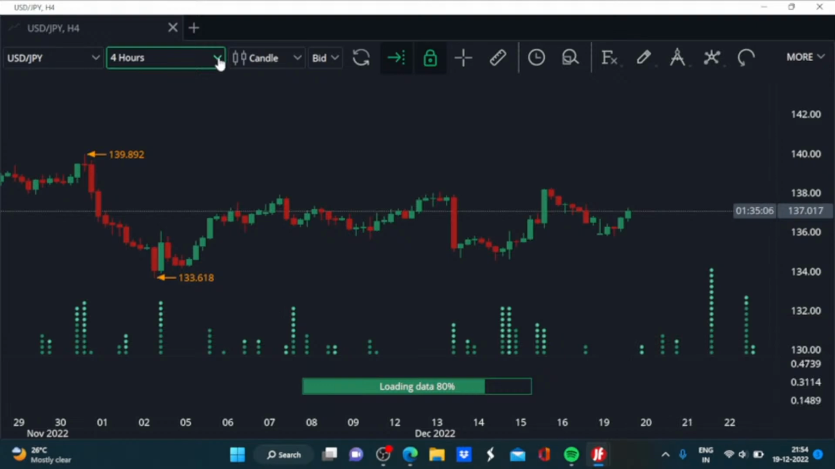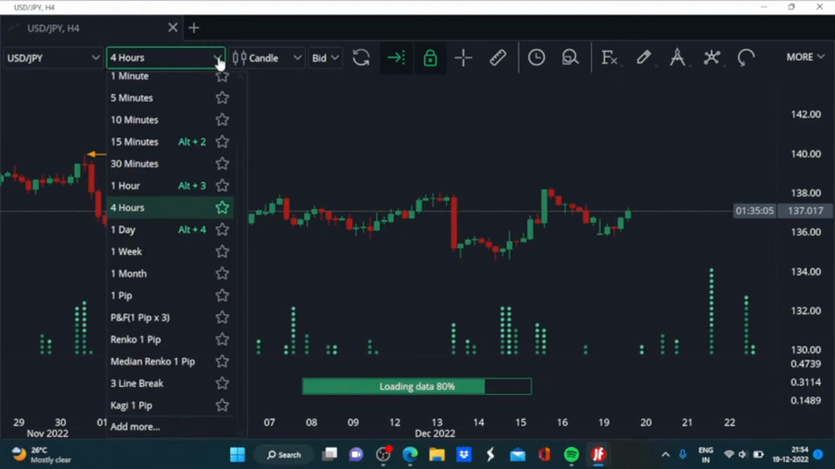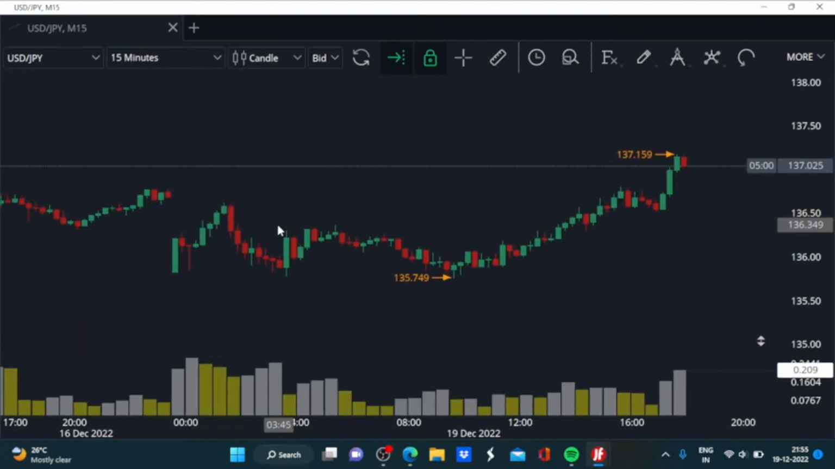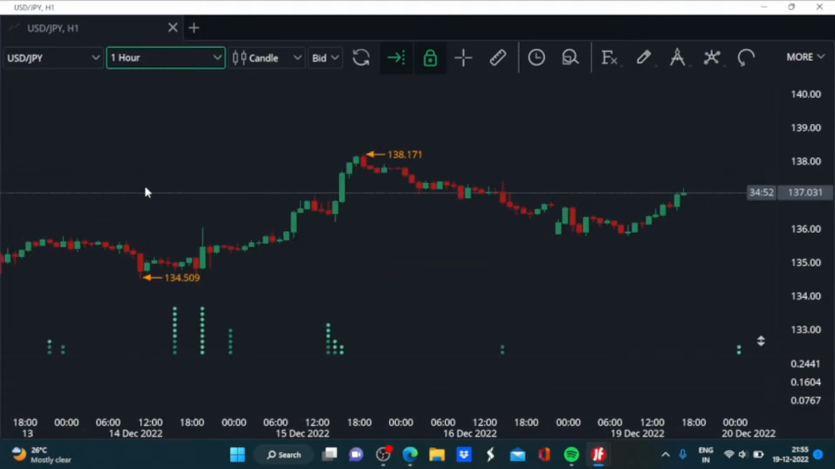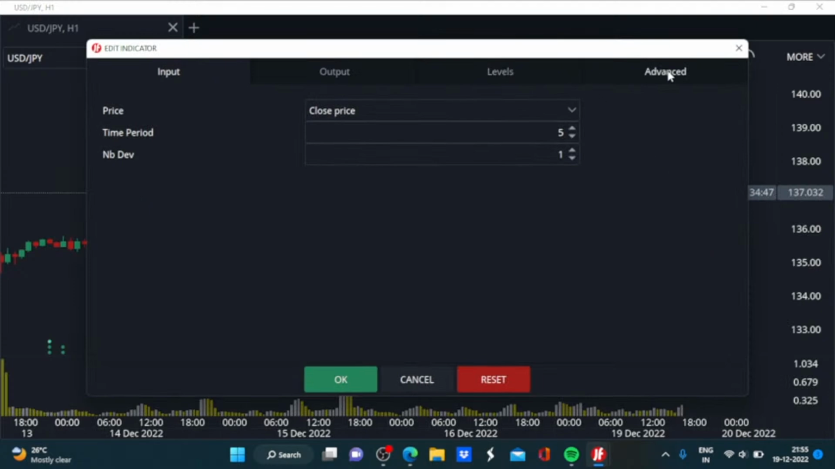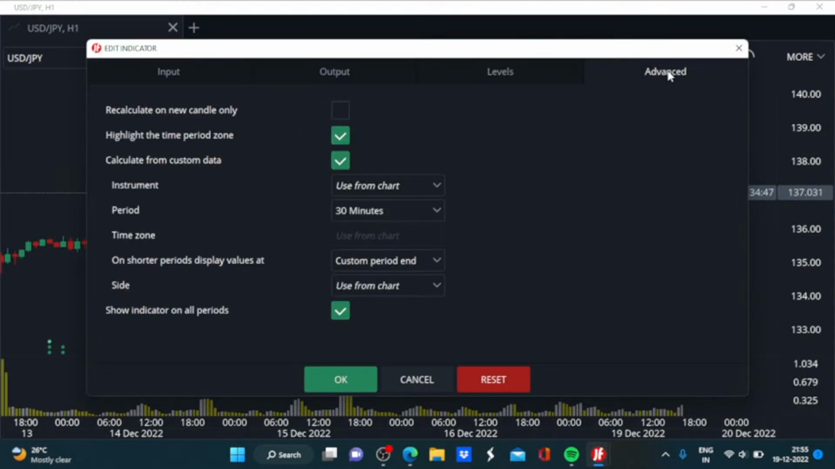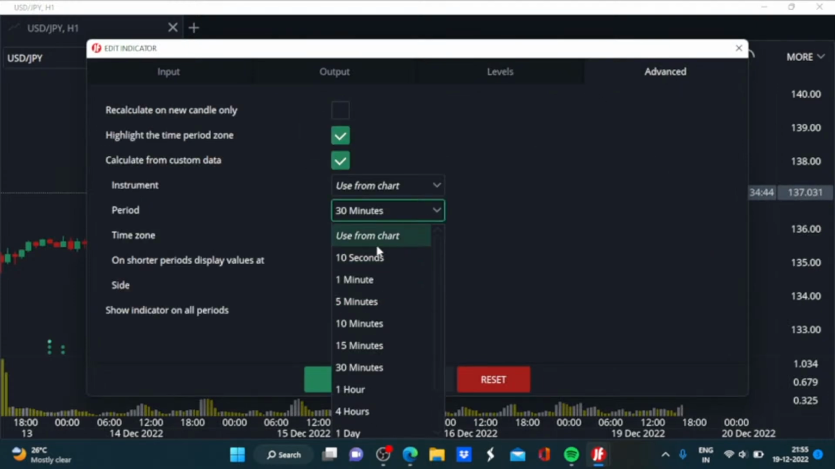Okay, it is taking some time to load. Let's try out 15 minutes. Here you can notice this is the plotting of the indicator as per the 30-minute candle. All right. I will restore it back to use from the chart.